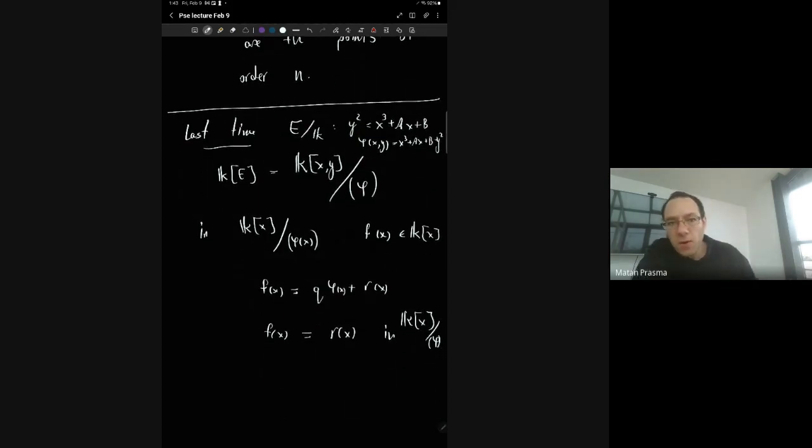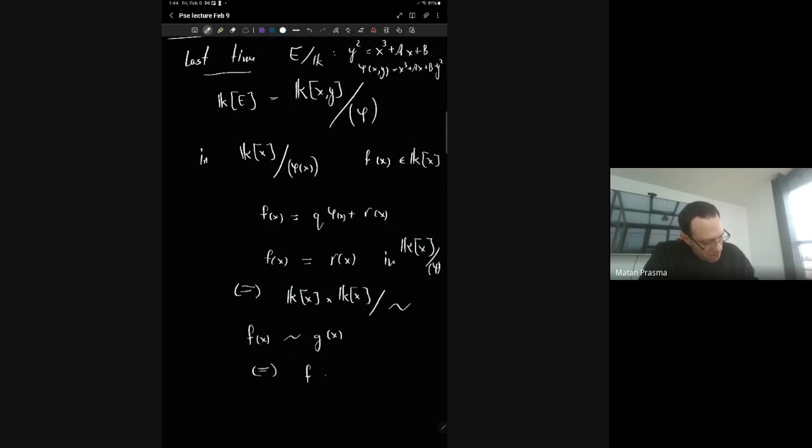And when we talked about equivalence relations, we said that this is the same as saying that we can define an equivalence relation on polynomials with one variable by saying f is equivalent to g if and only if f minus g, well, if phi divides f minus g, and of course, to say that phi divides f minus g, or actually, if I want to keep the notation, I should say f minus r.